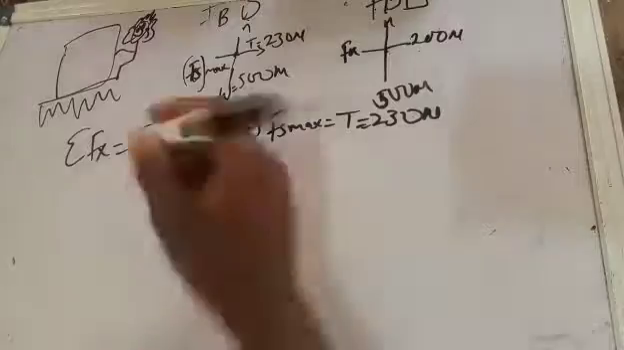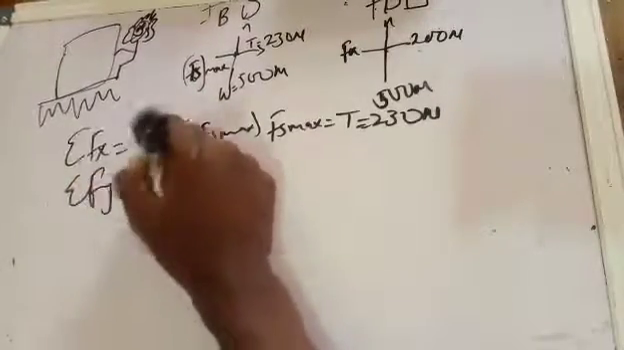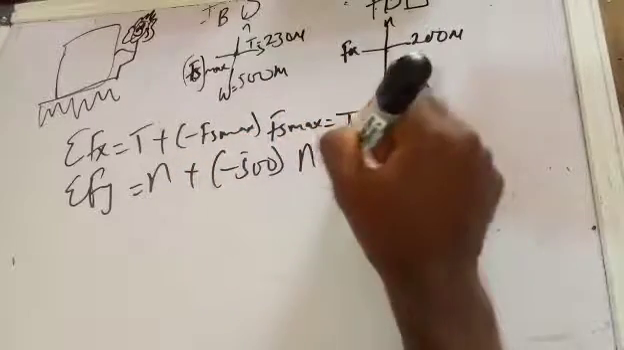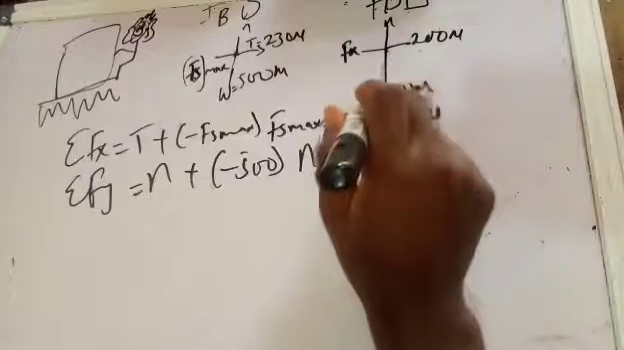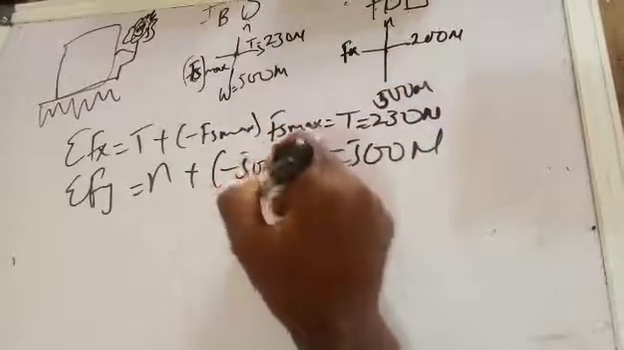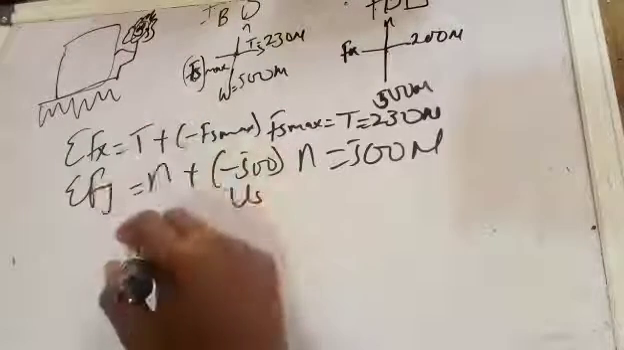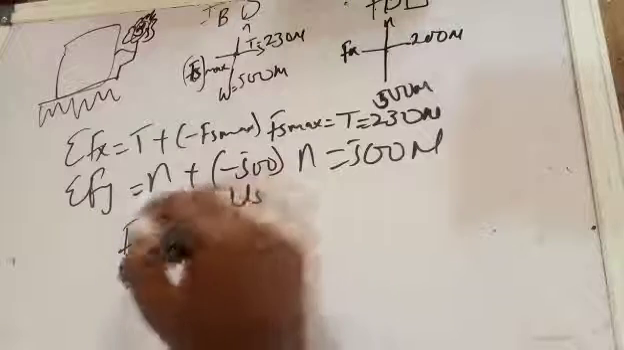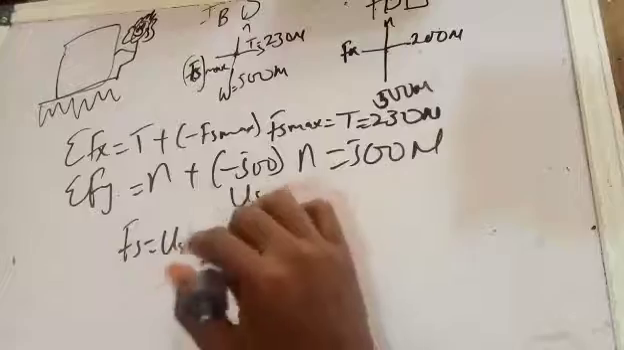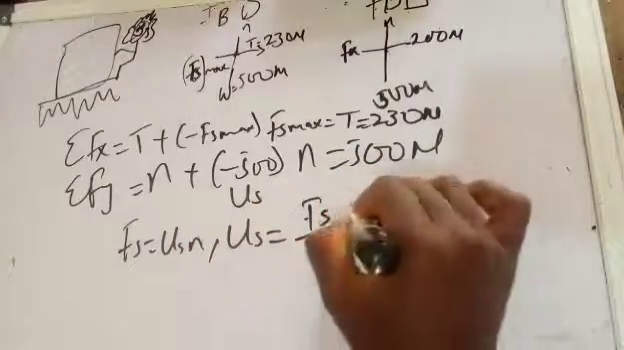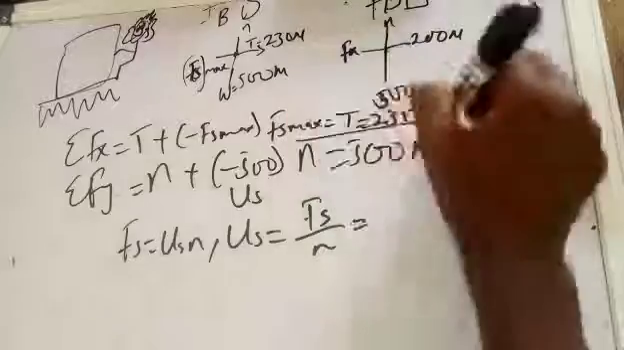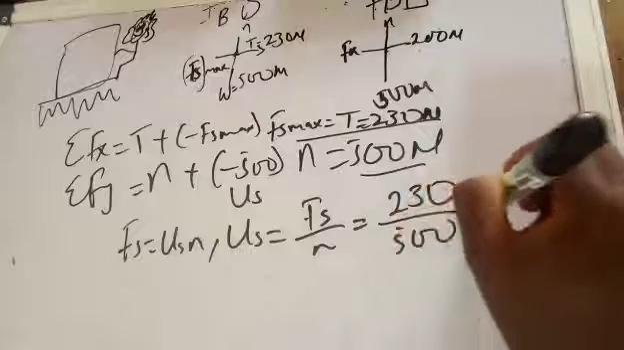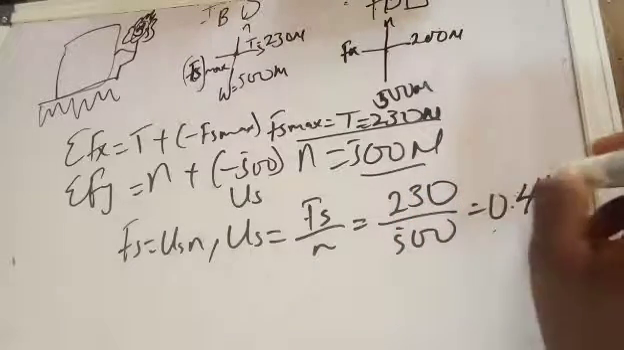For the vertical, you see our N is up plus negative 500, so our N is going to be 500 Newtons. Now to find the value of our mu s, which is the static, remember we say Fs is equal to mu s times N, and to get mu s, we say it is equal to Fs over N. Our Fs from here is 230 over the normal reaction, which is 500, which is equal to 0.46.